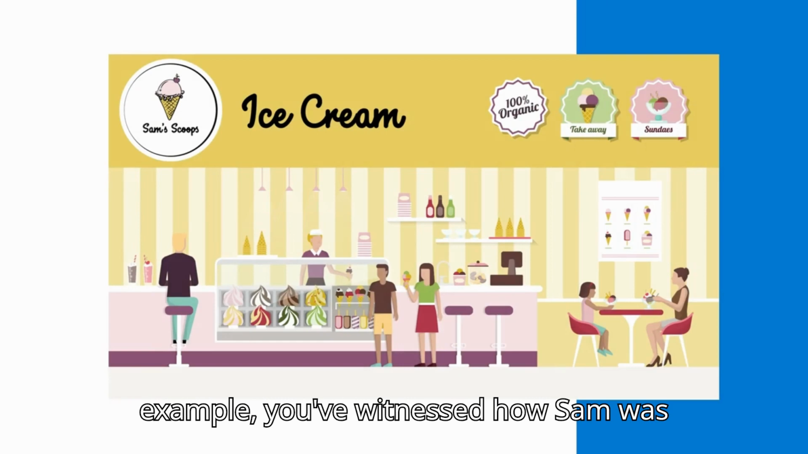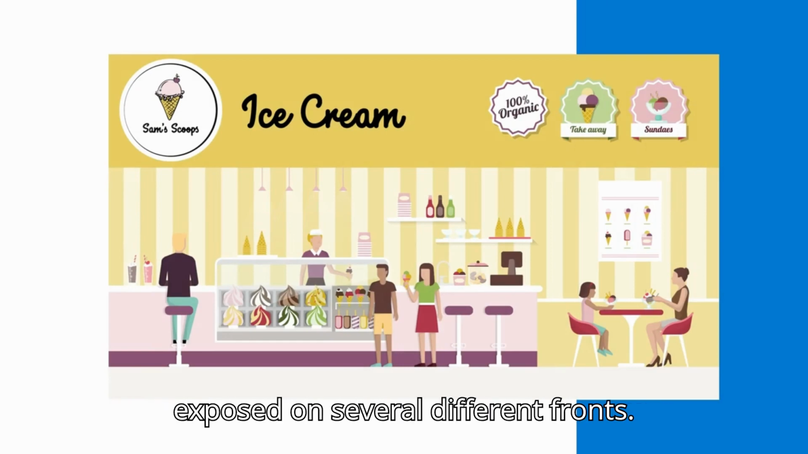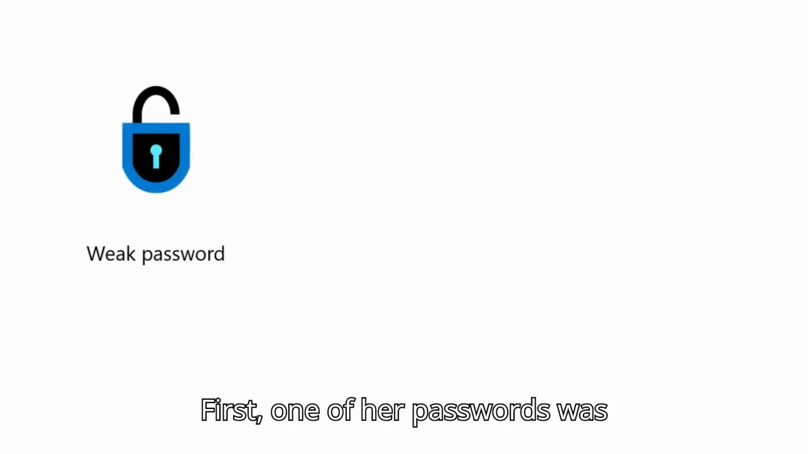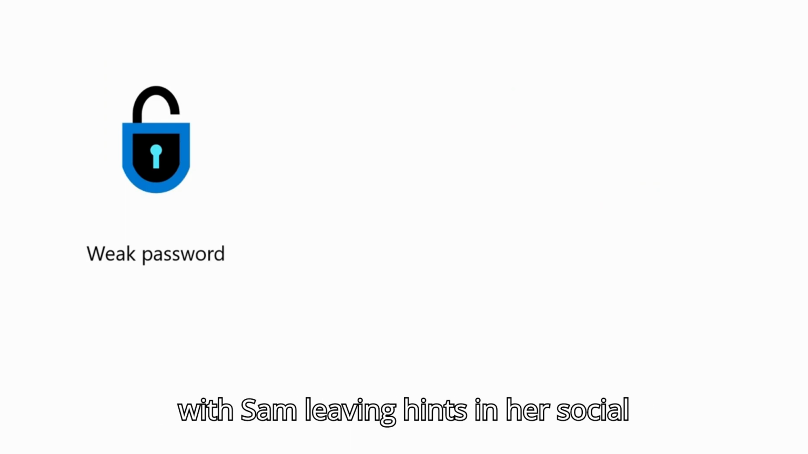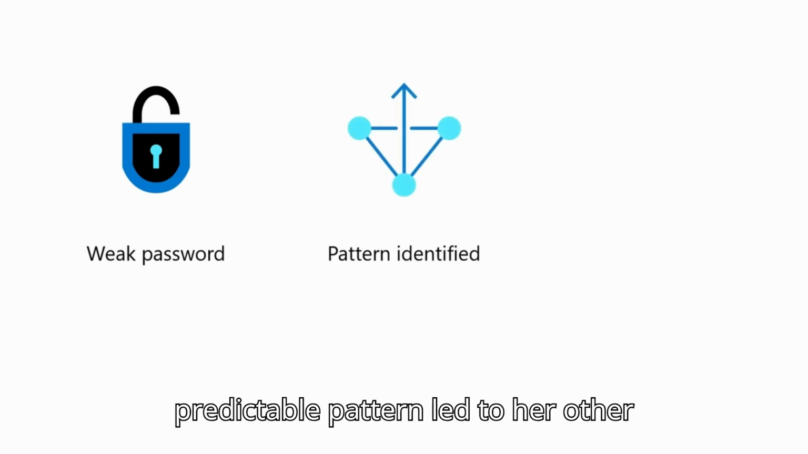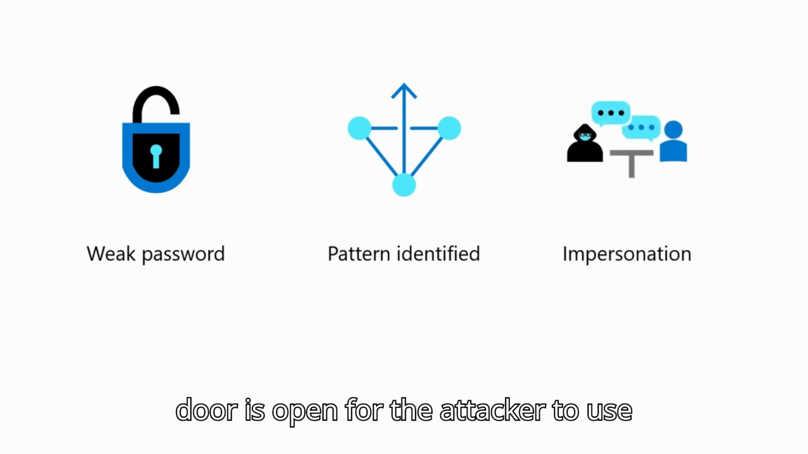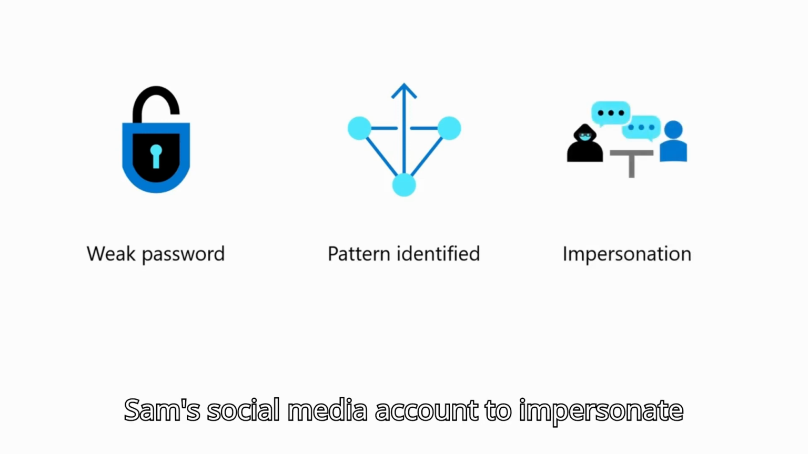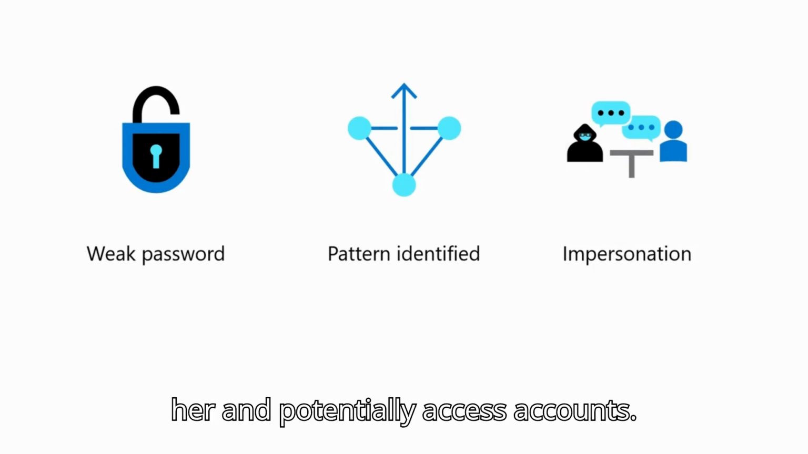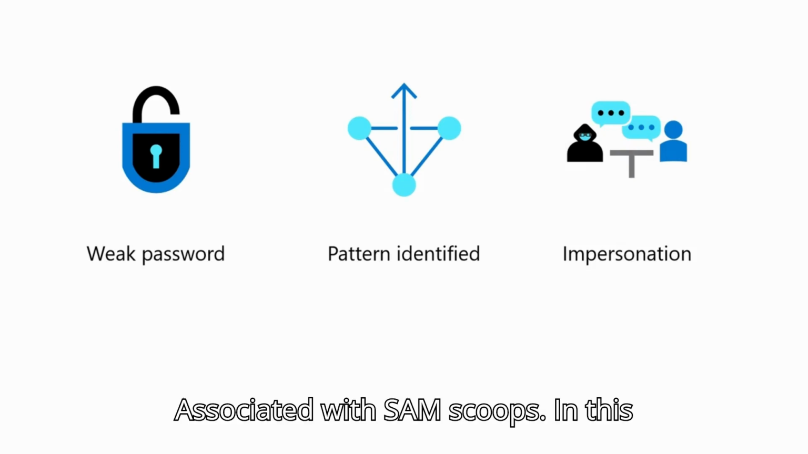In this example, you've witnessed how Sam was exposed on several different fronts. First, one of her passwords was discovered due to it being weak, along with Sam leaving hints in her social media posts. Then, her usage of a predictable pattern led to her other passwords being compromised. Finally, a door is open for the attacker to use Sam's social media account to impersonate her and potentially access accounts associated with Sam Scoops.